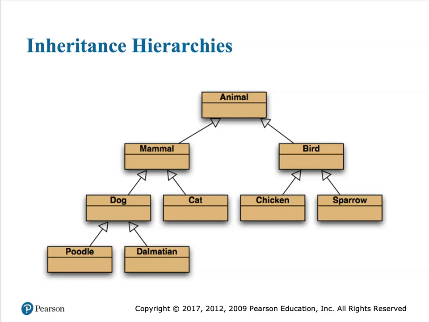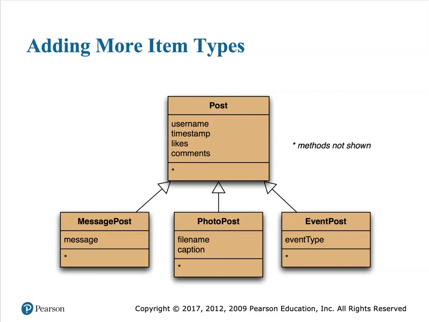Before we leave this part of the lecture, what are some of the advantages to setting up this inheritance hierarchy? Well, for one thing, it becomes relatively trivial to add more types. For example, if we have messages and photos and we want to add events, well, events would have usernames and timestamps and likes and comments. So we could just create a new class that has a field to record the event type, and our social network's capability of recording different types of posts begins to expand.